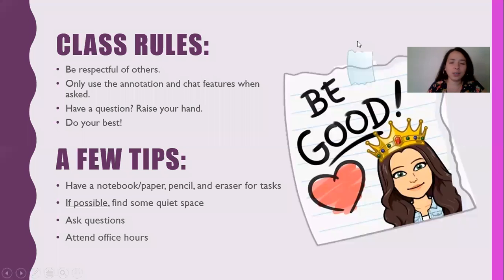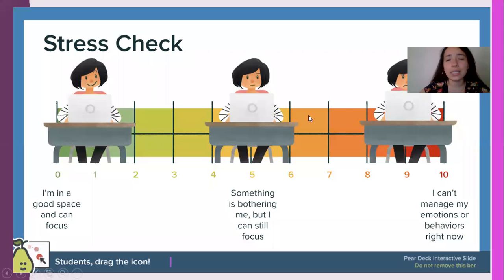As usual, make sure you have your paper, pencil, and an eraser for your tasks. Try to find some quiet space, ask questions, and attend office hours.